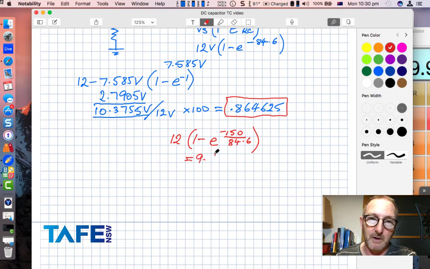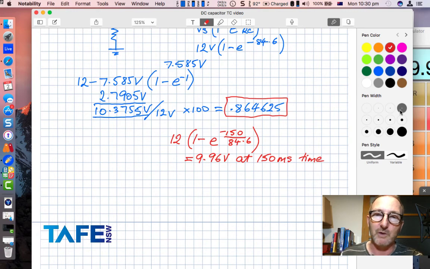Equals 9.96 volts, and that is at 150 milliseconds in time from switch on.